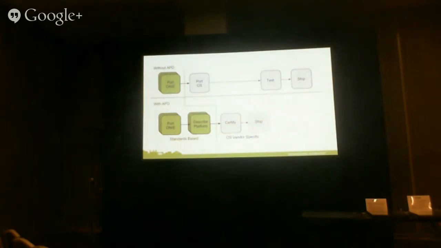So what APD does is move a significant portion of that work over to the left-hand side of that line so that it can become green and can be done in parallel.